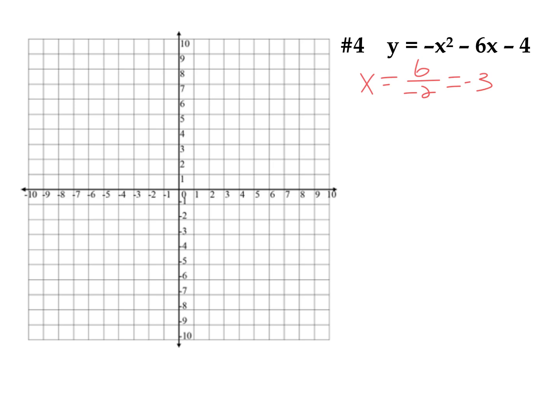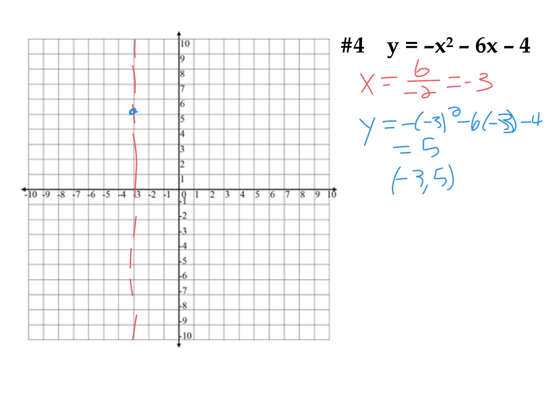And now we plug that in to our equation, and we're going to get y equals negative -3 squared minus 6 times -3 minus 4. And that's going to come out to 5. So now I've got my vertex is at -3, 5. Right, so I'd have an axis of symmetry at -3. There'd be some vertical line going down here. I'd have a vertex at -3, 5.